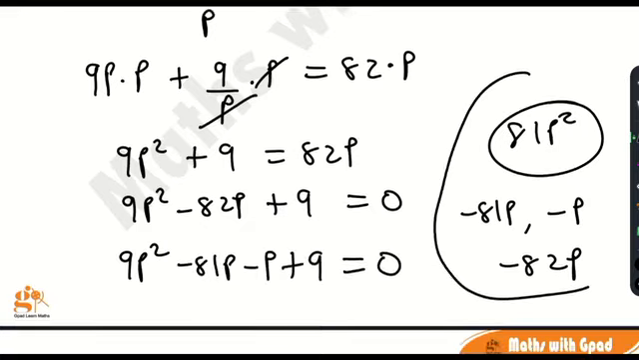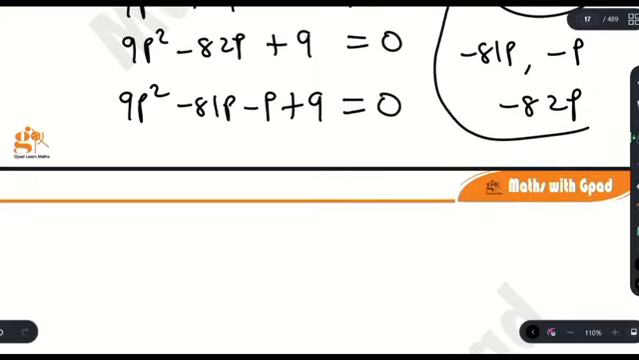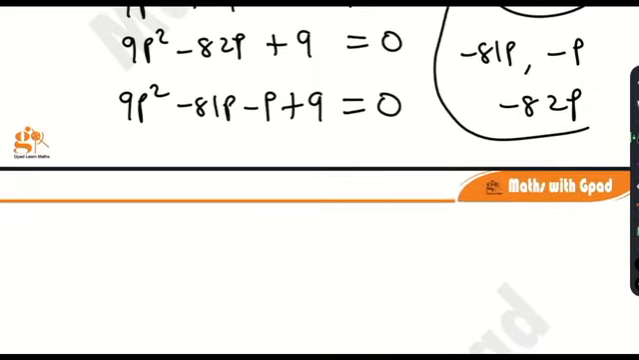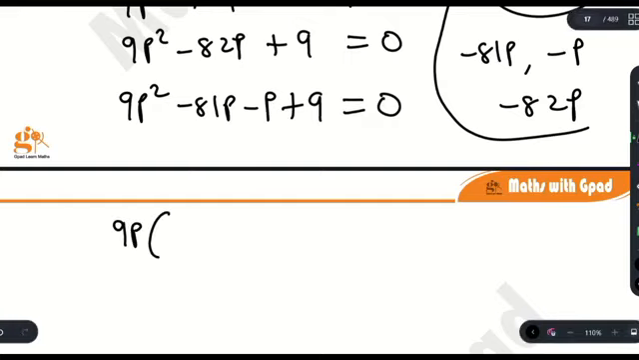Okay, so let's move on. Now I'm going to factorize the first 2 terms and then the second 2 terms. The first 2 terms and the second 2 terms. So look at these first 2 terms. What is common? 9p is common. So let's factor that out.